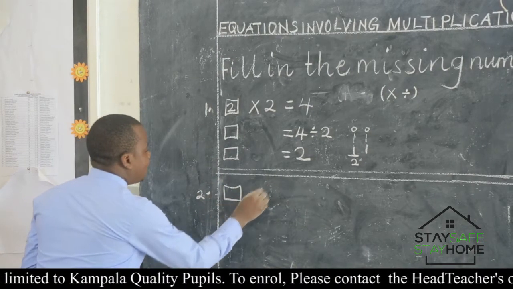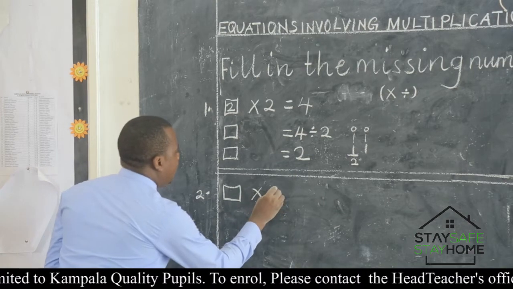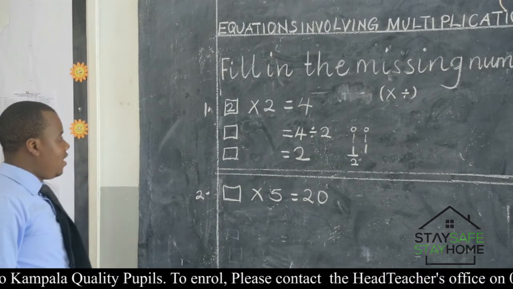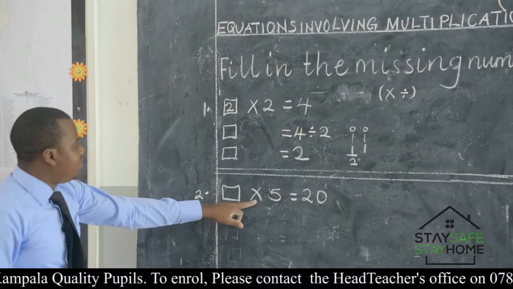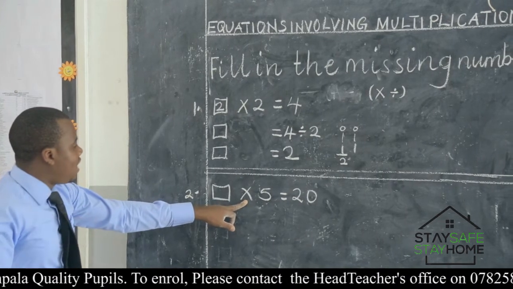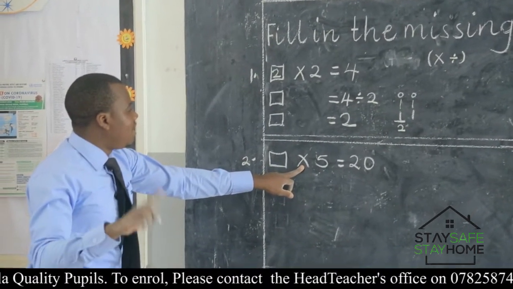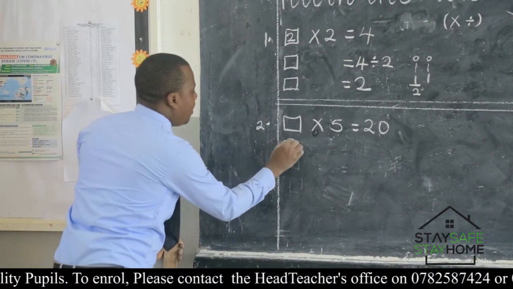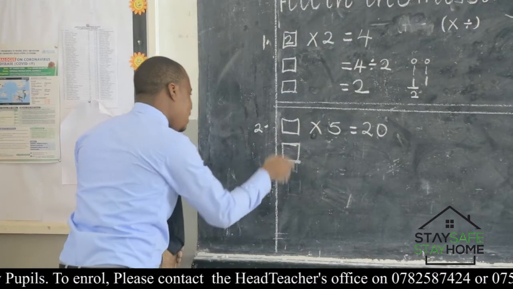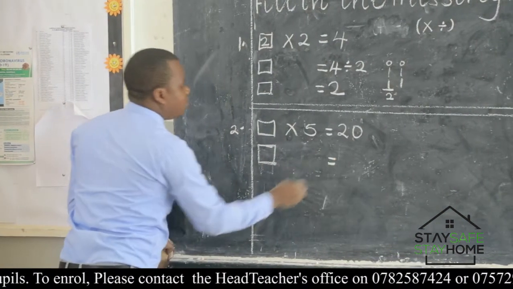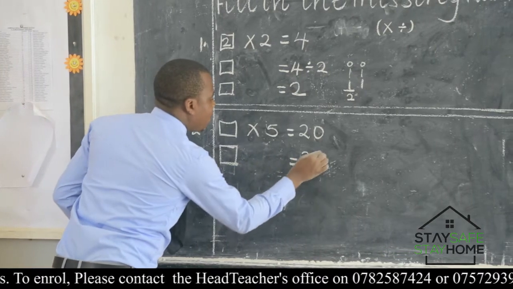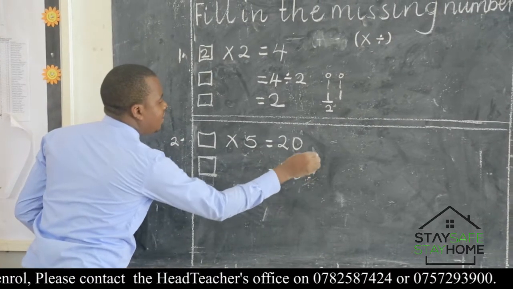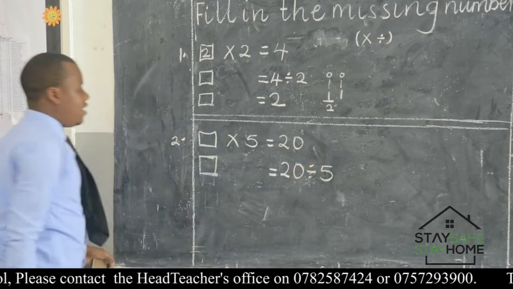This is box times 5 equals 20. So what are we going to do? We have times still, and which sign is going to solve times? That is division. Now what are we going to do? The next step here will be a box. Remember to maintain the line, equals to, now we write 20, and because 5 is crossing, it will become divided by 5, like that.